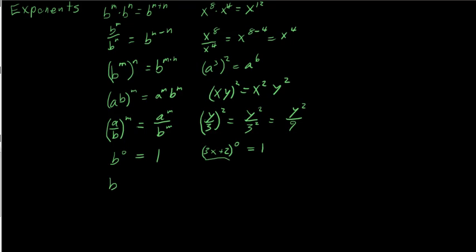And then the last property that we covered was if we have b to the minus m, that equals 1 over b to the m. So if we take x to the negative 1, then that's going to be equal to 1 over x to the first power, which is just x.